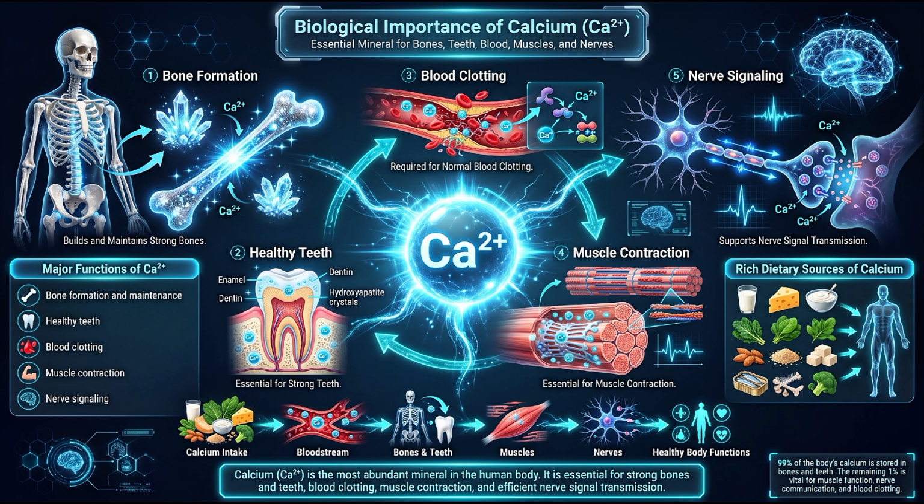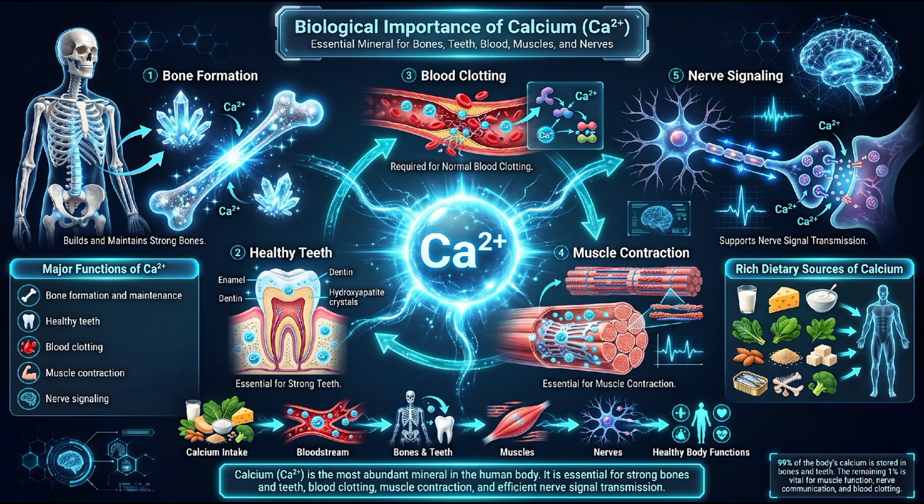Another essential function of calcium is its role in blood clotting. Whenever a blood vessel is injured, the body activates a complex series of chemical reactions called the coagulation cascade to stop bleeding. Calcium ions participate in several important steps of this process by activating clotting proteins and enabling them to interact with one another. Without adequate calcium, blood clot formation would be delayed, increasing the risk of excessive bleeding. For this reason, calcium is recognized as one of the essential factors required for normal blood coagulation and wound healing.